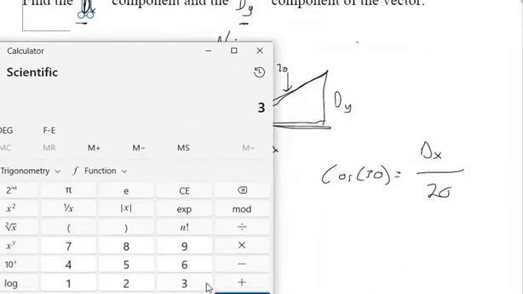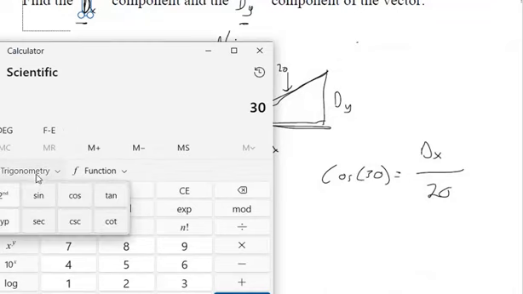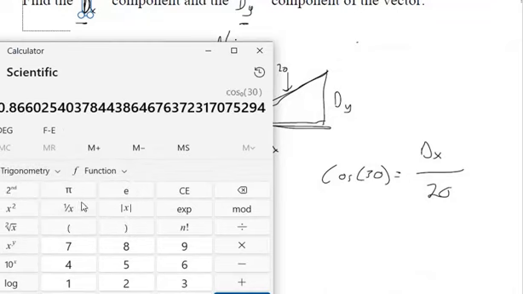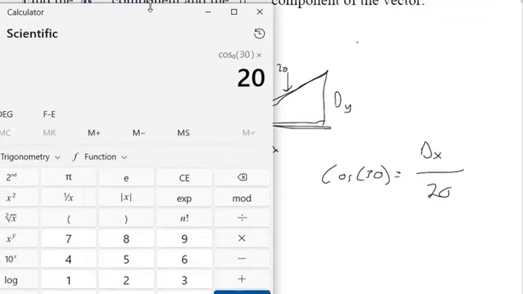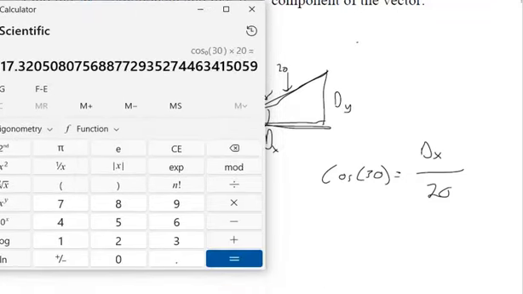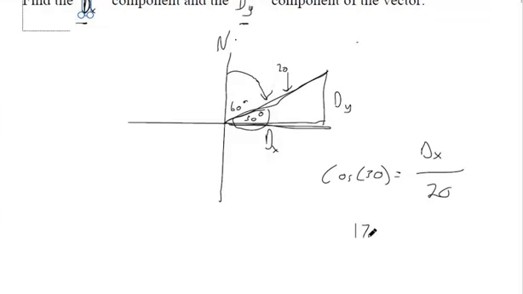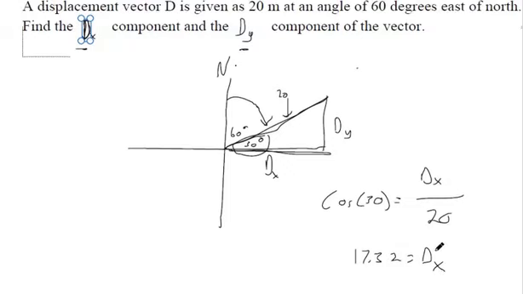Okay? So we can take 30, I'm already in degrees, so I can hit cosine. That's what cosine of 30 is. And then to get dx by itself, right now it's being divided by 20, so the opposite would be to multiply 20 to both sides. Okay, so it's 17.32. So that's our dx component.